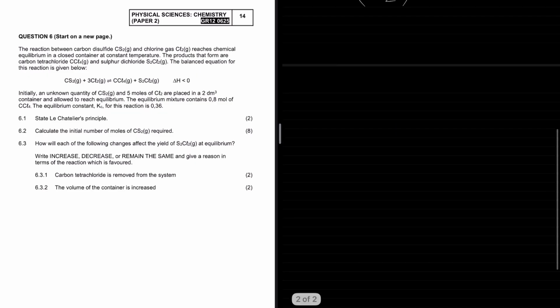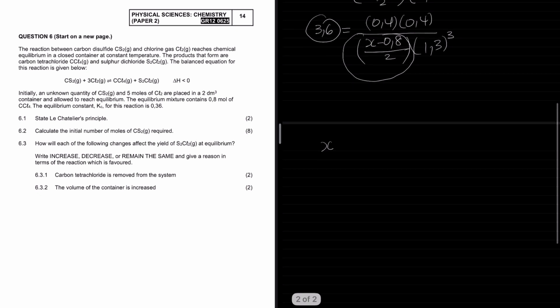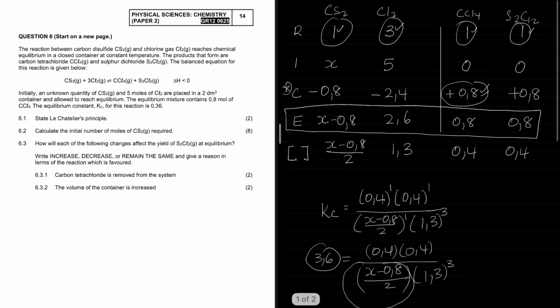We can do some rearranging here just to make it easy to solve. I'm going to take this whole bracket and switch it with this. So x minus 0.8 divided by 2 is equal to 0.4 squared, since they are the same, divided by 0.36 and then 1.3 to the power of 3. Now I can simplify and solve for x, and x is going to equal 1.20 moles. And this is the number of moles of CS2 that was added at the beginning.